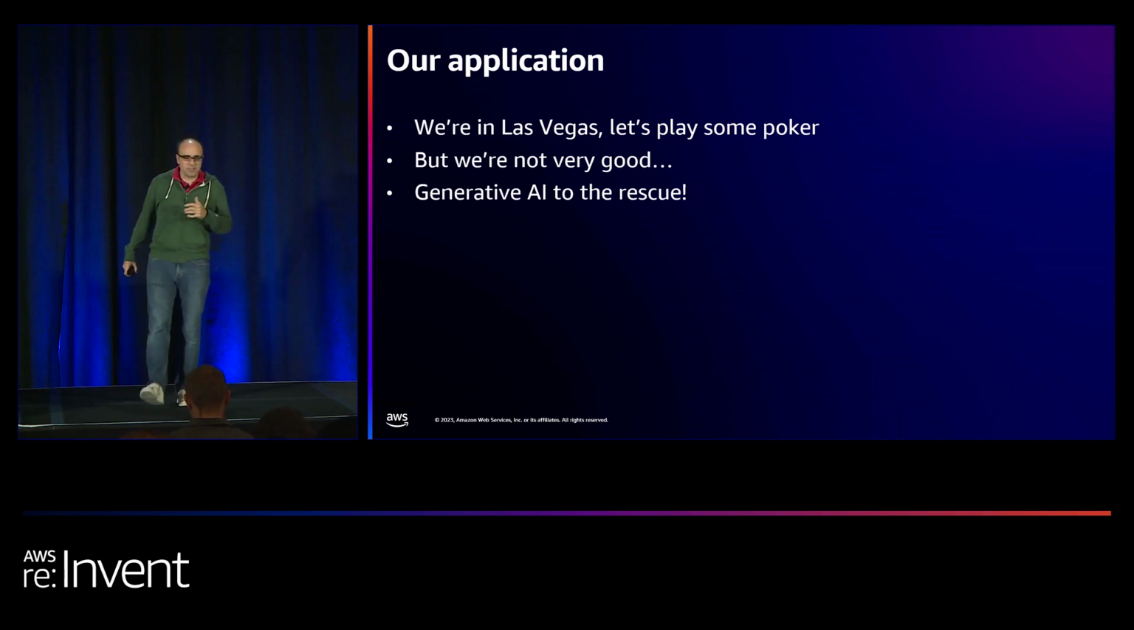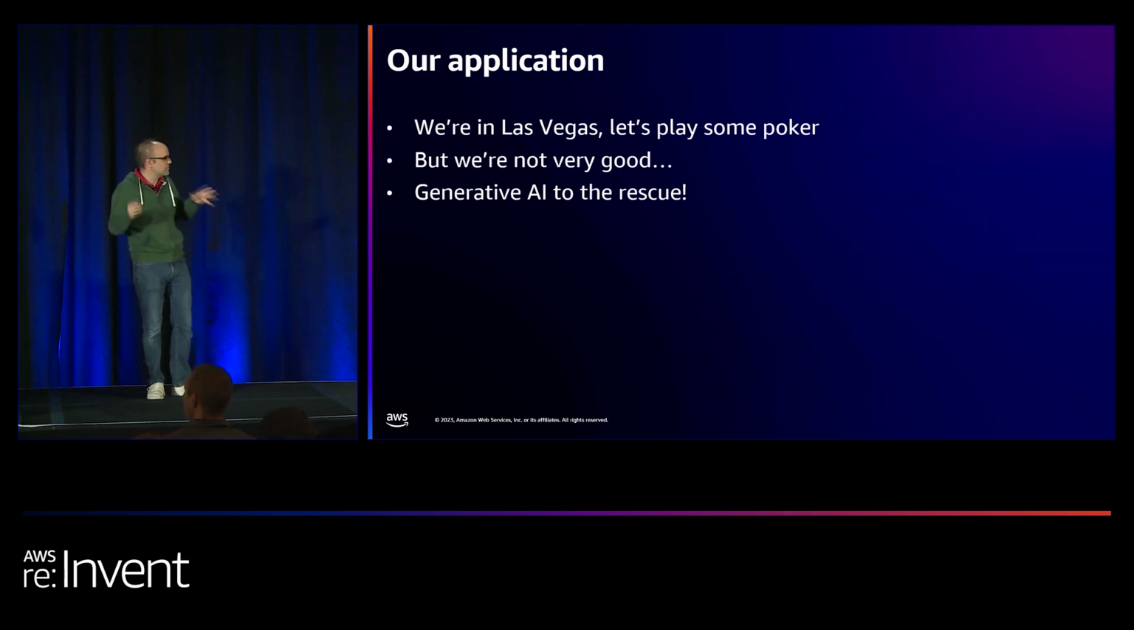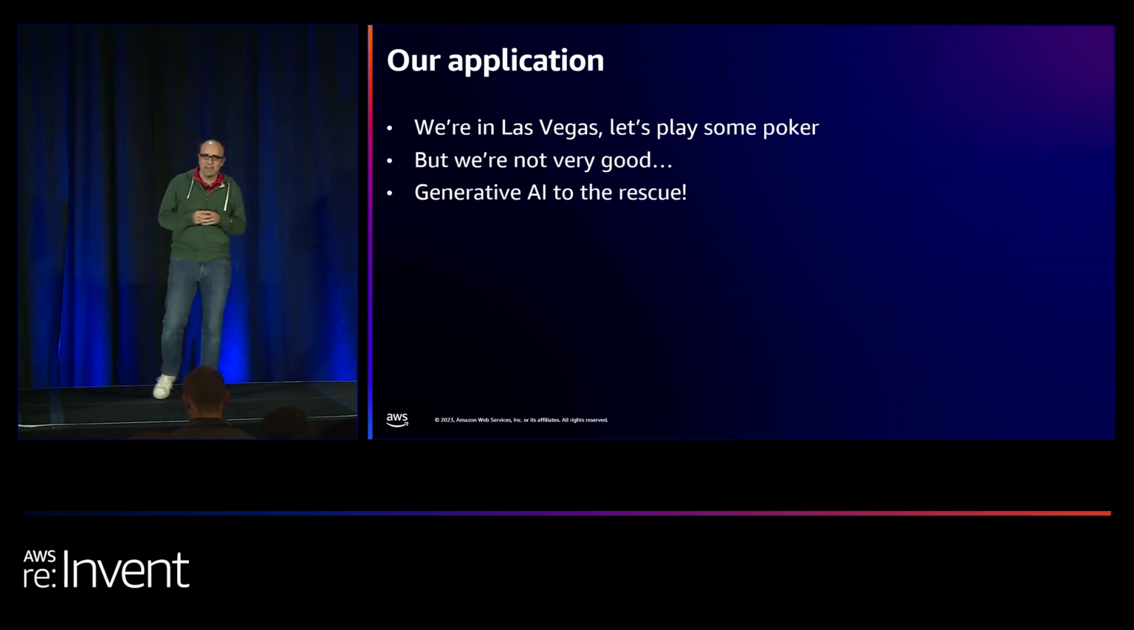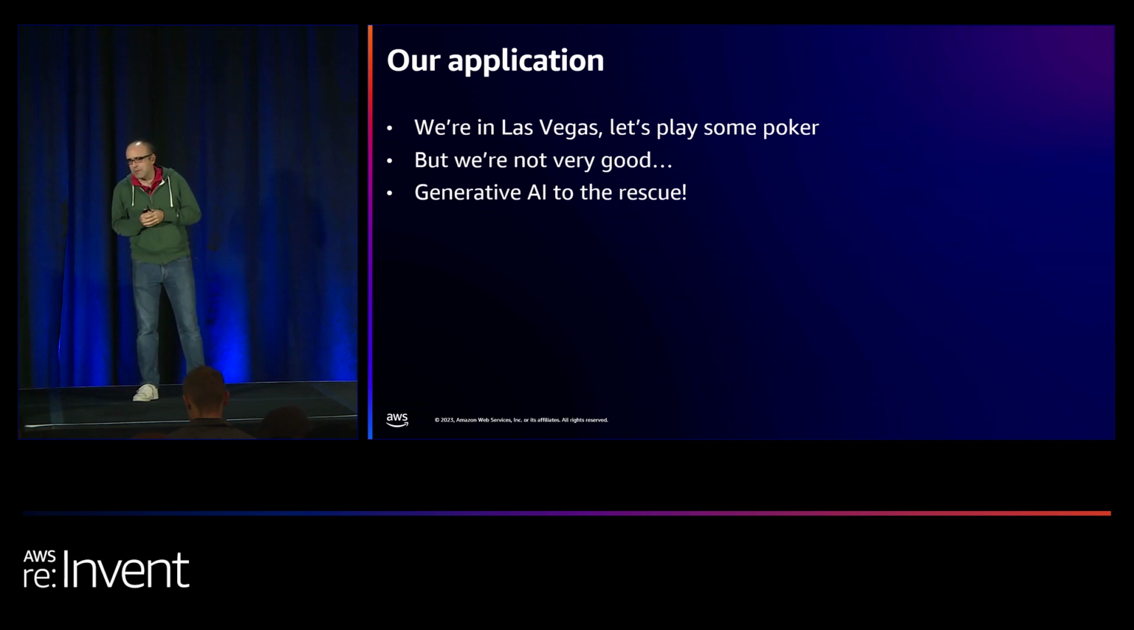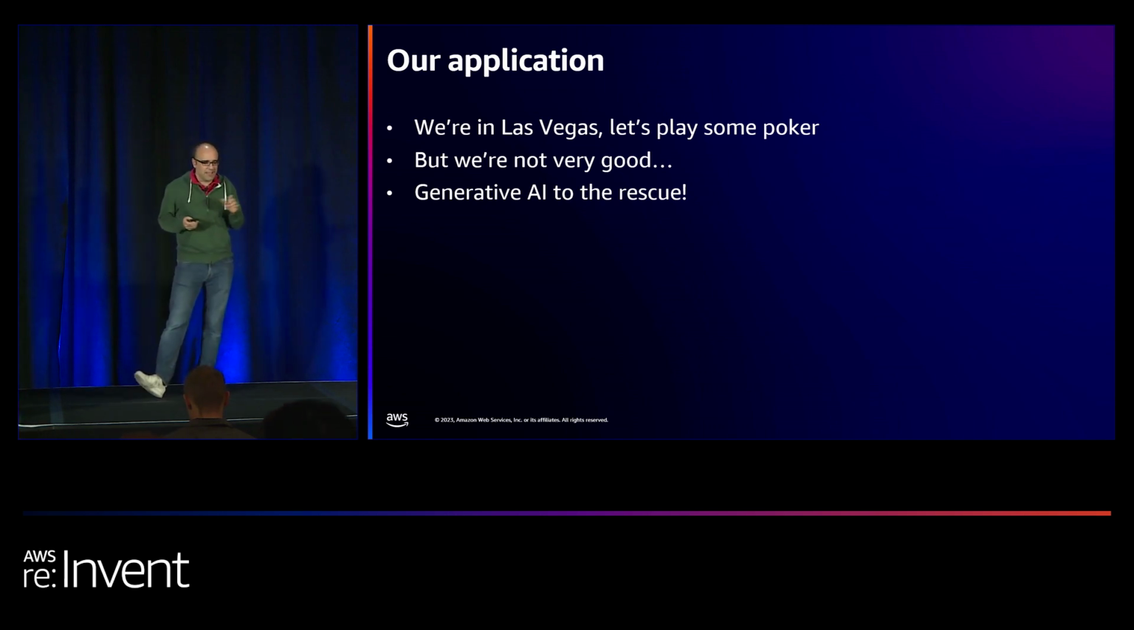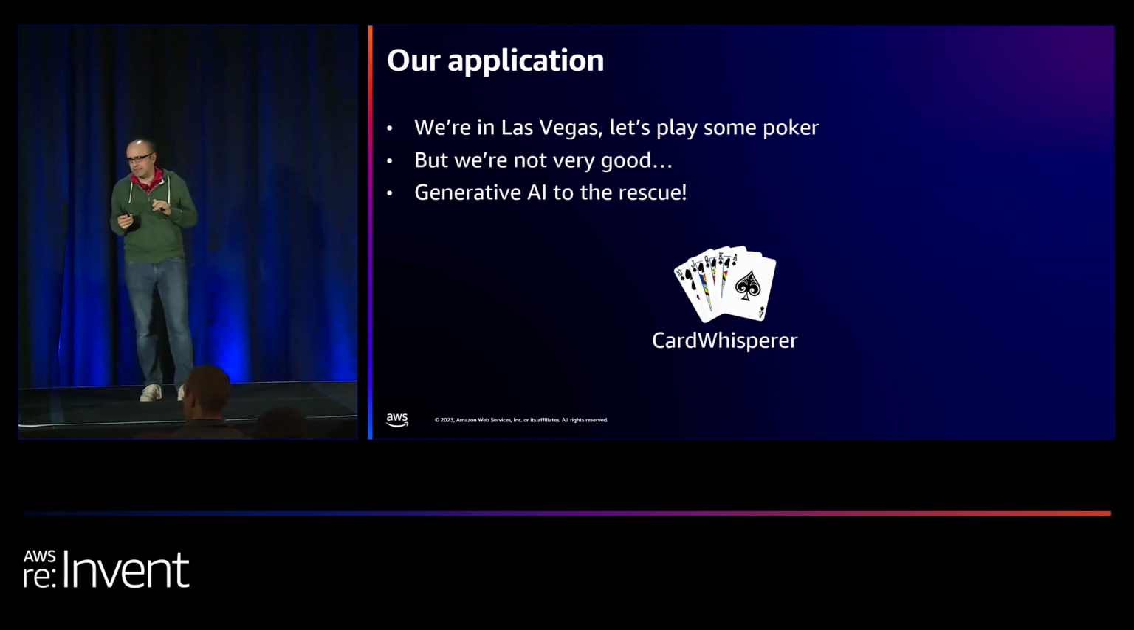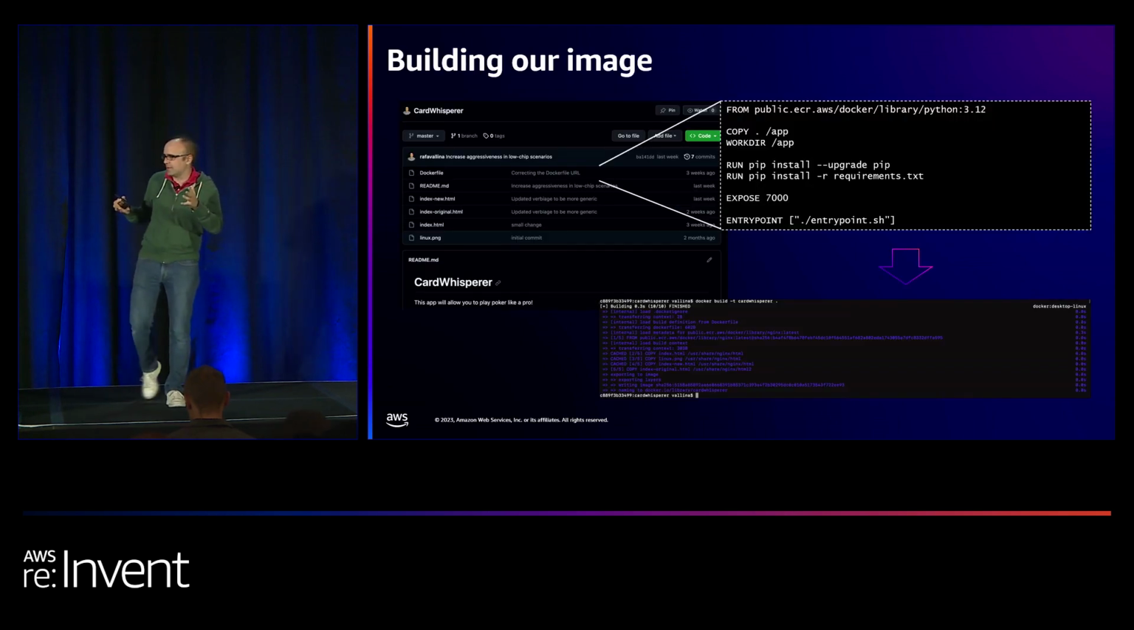So for the sake of having this conversation, let's think about this application that we created. And again, this is fictional, but since we are in Vegas, we decided that we wanted to play some poker. But because we're not very good at it, we use Gen AI to build a nice card whisperer bot that is going to help us with that. Not a pun. So the thinking here is that because we are modern application developers, we're going to build this in a containerized way.